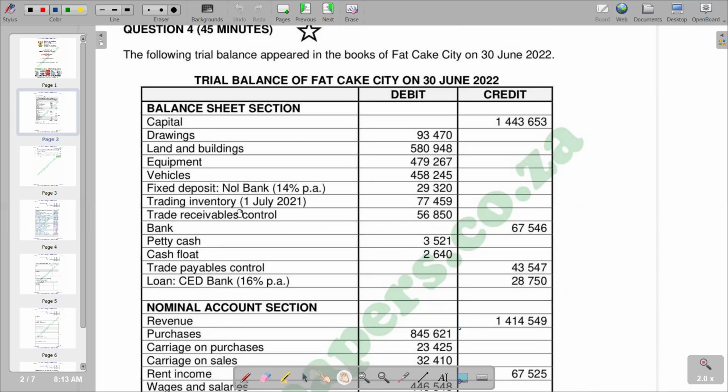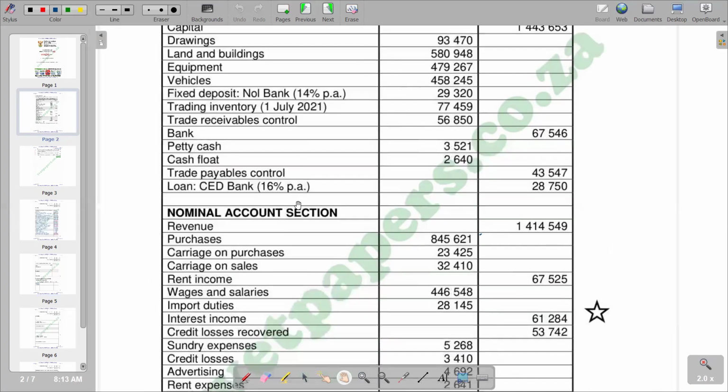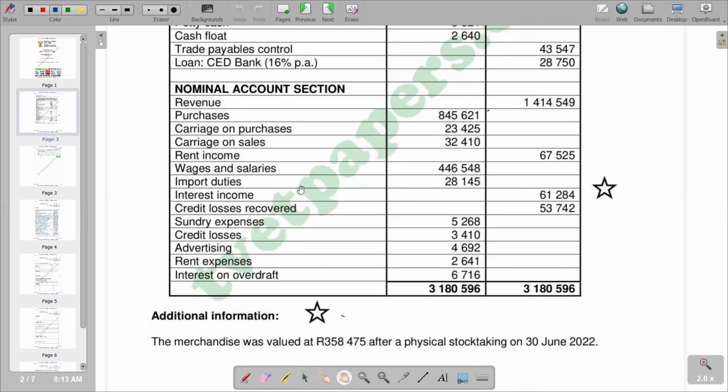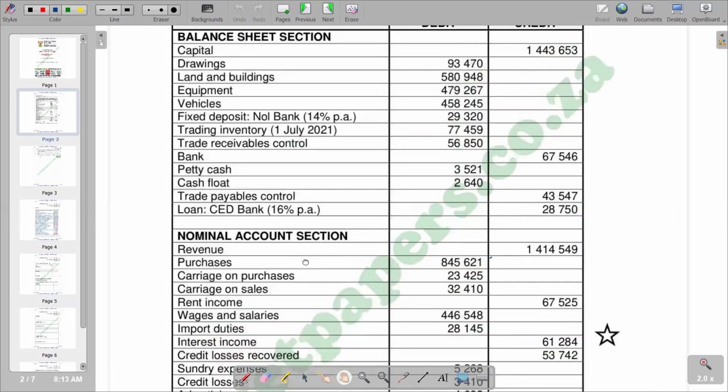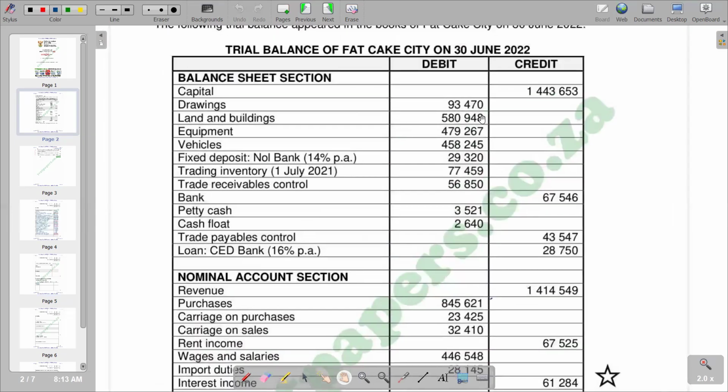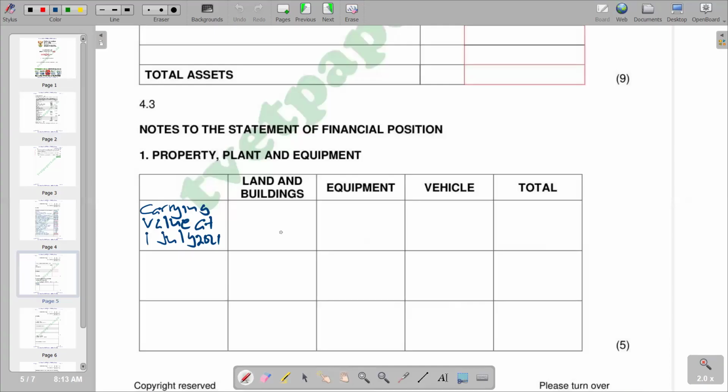But if you check the balance that we have for land and buildings, 580,948, and you go to the additional information, there is nothing about any movements in terms of what transpired during the year for land and buildings. So what it means is the balance that we have at the end is also going to apply at the beginning, which is 580,948. So we enter it as such.